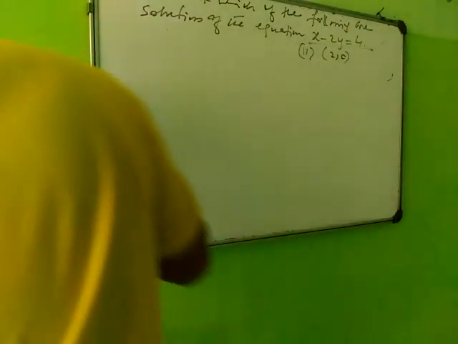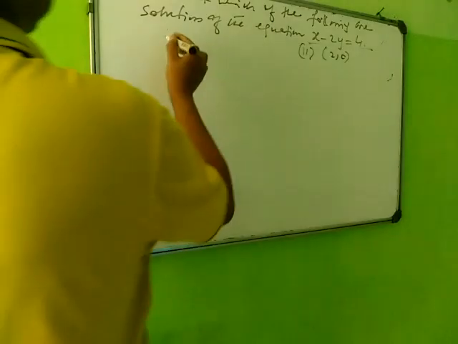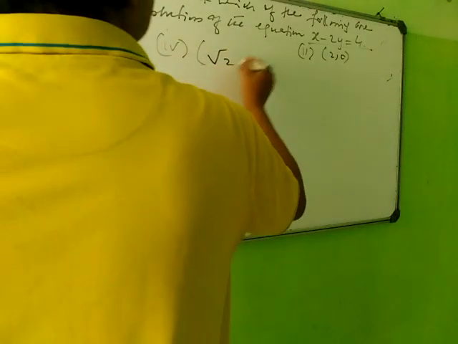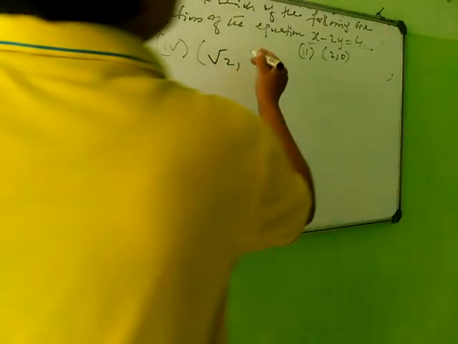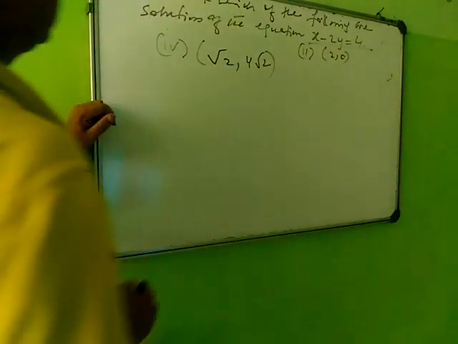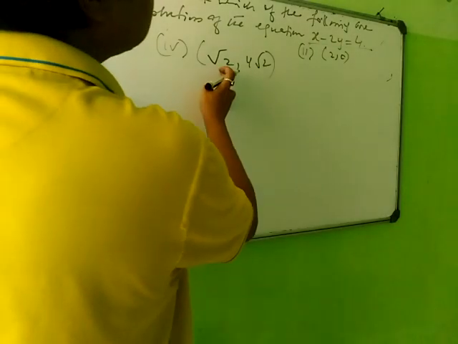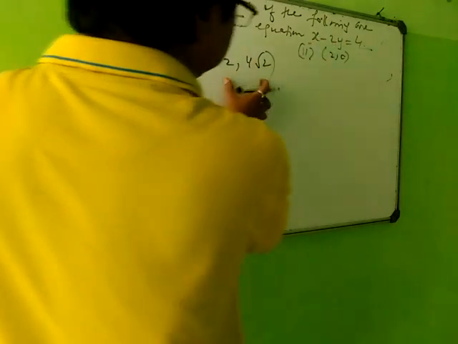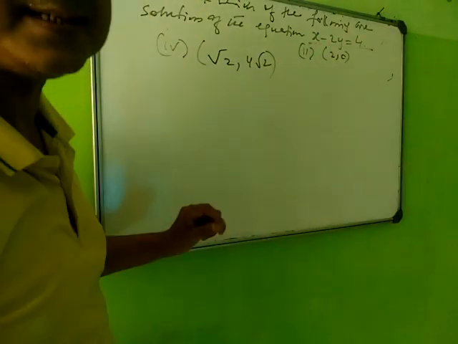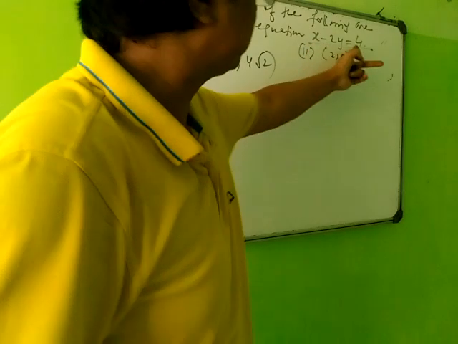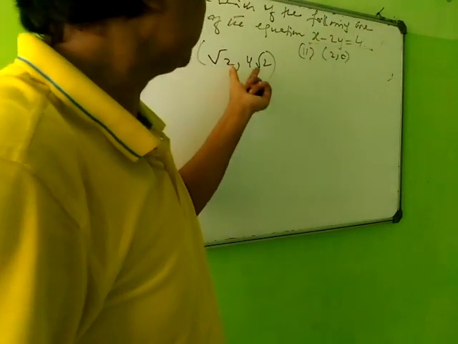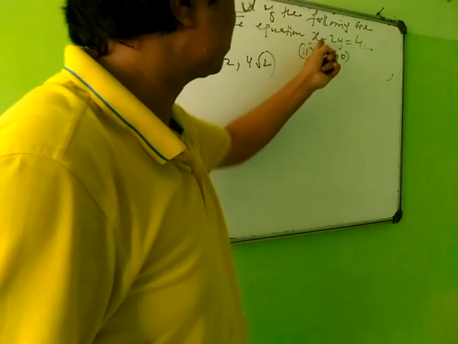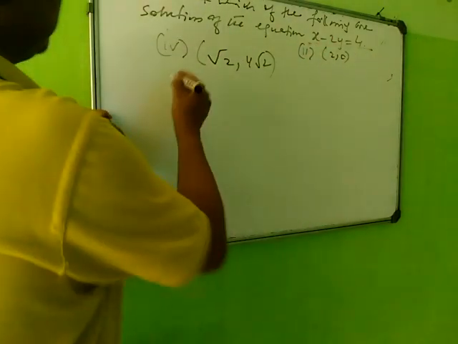Let us then say number 4. So it is root 2 comma 4 root 2. So now here x is root 2, y is 4 root 2. So you will simplify the left hand side. If the left hand side equals the right hand side, then this will be the solution. And if they are not equal, then this will not be the solution of this equation.